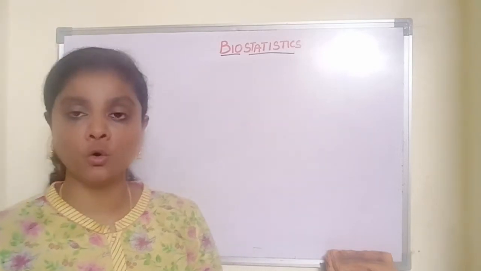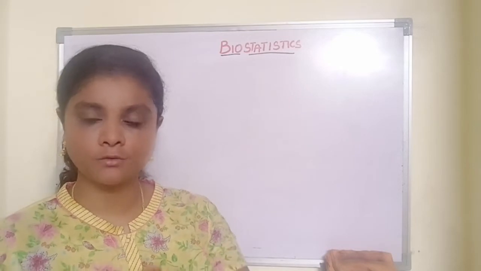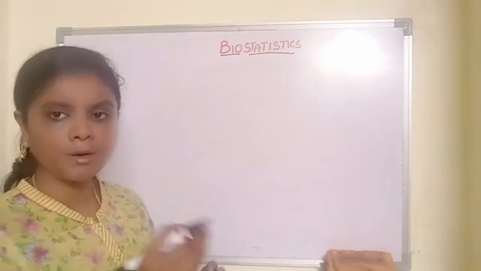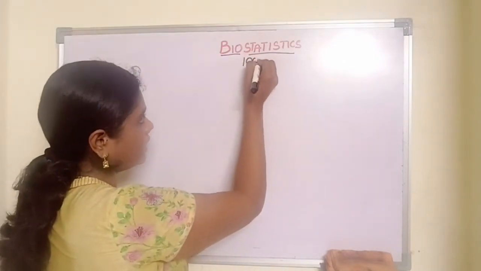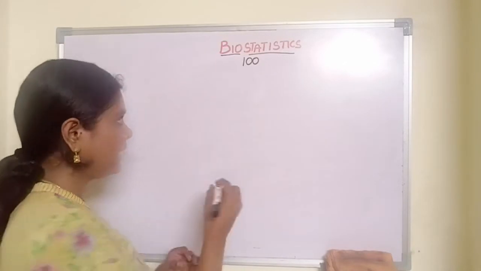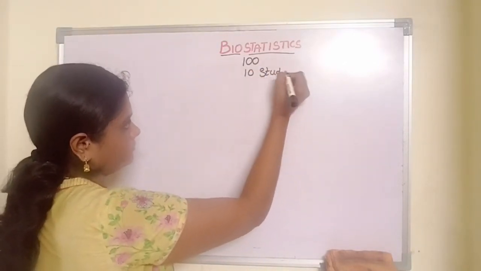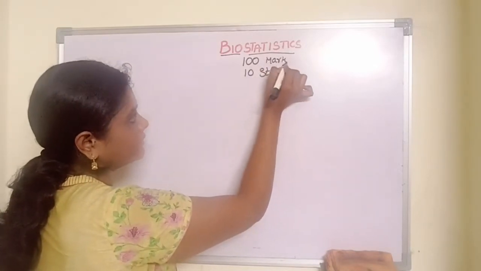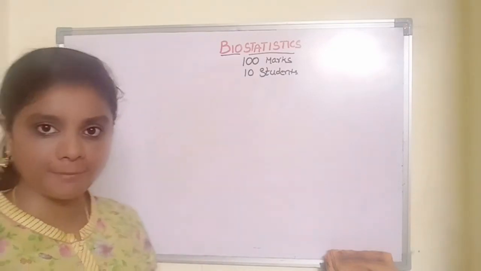So before we dive into biostatistics, let us try to understand from a simple example. There is a public health exam that is conducted for 100 marks, and only 10 students have attempted it. So it is a 100 marks exam, and there are 10 students who have attempted the exam.